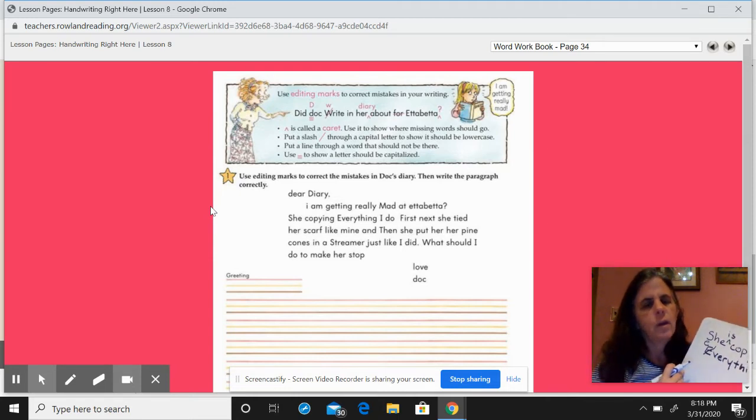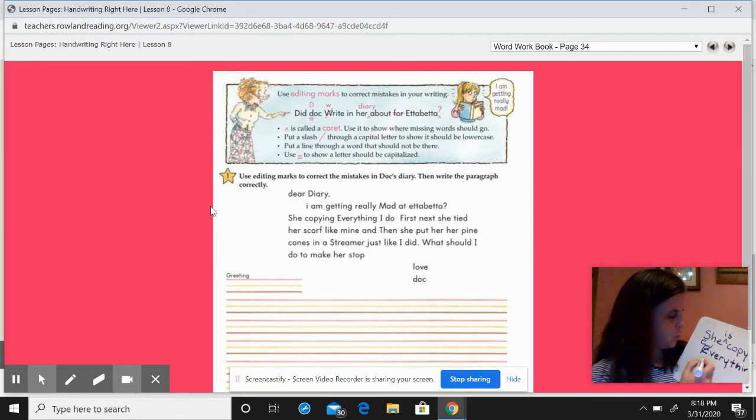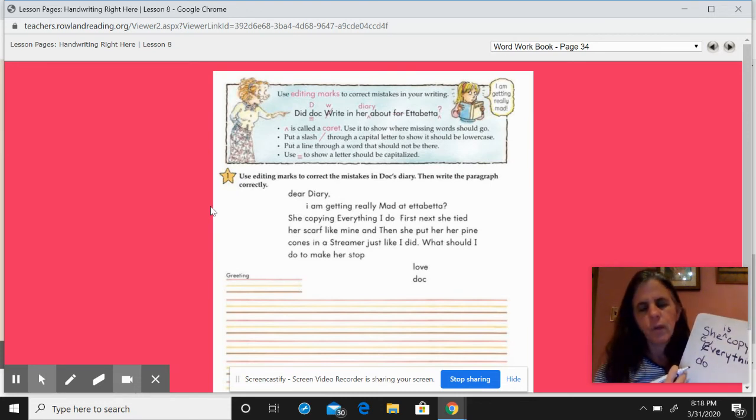First, next. So what should come after the word do? We need to add a caret because before the word first, something needs to come in between here. What is it? That's right. So we're going to put our period there because we have to add it. And then let's look. First, next.